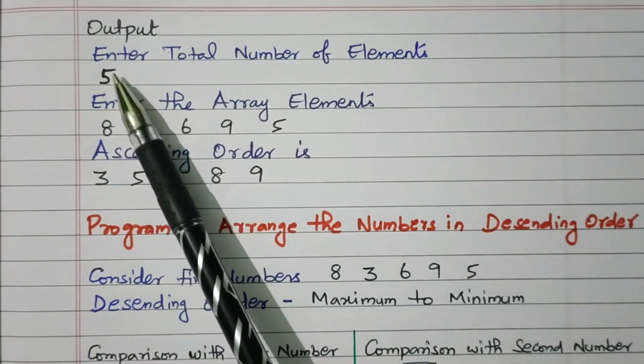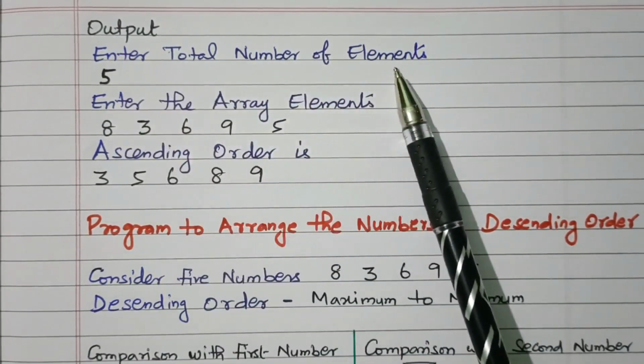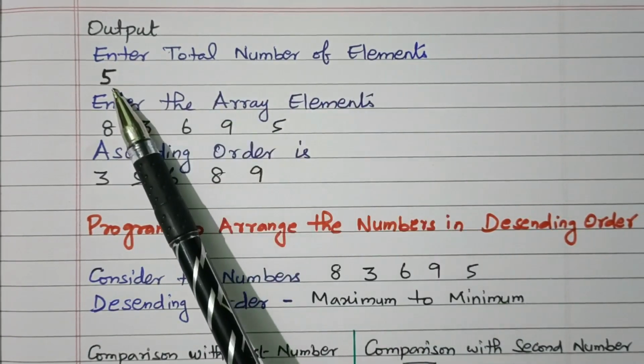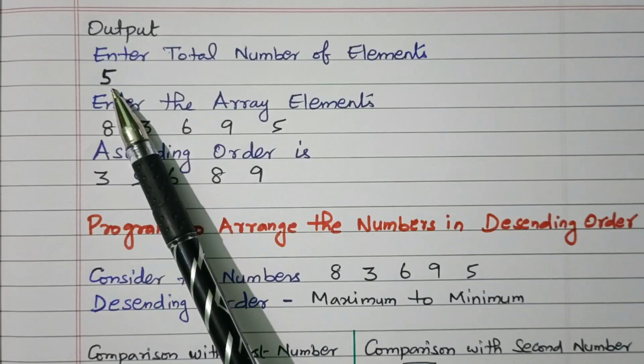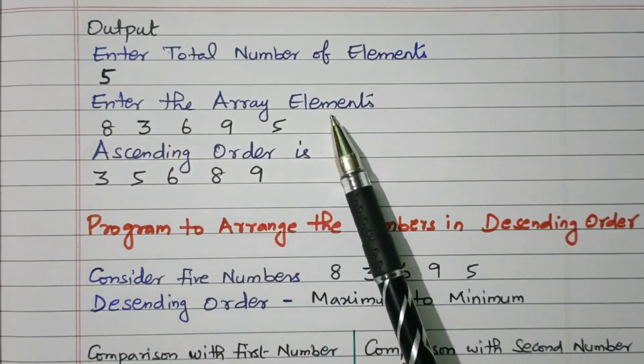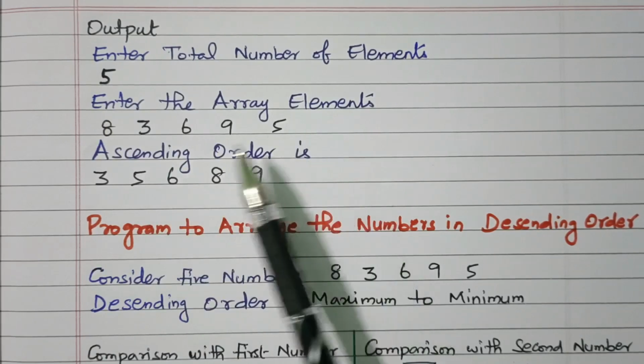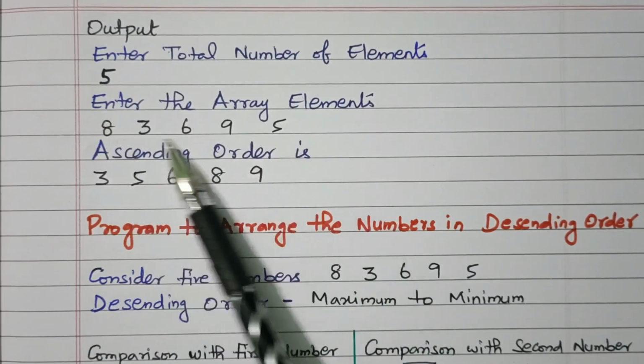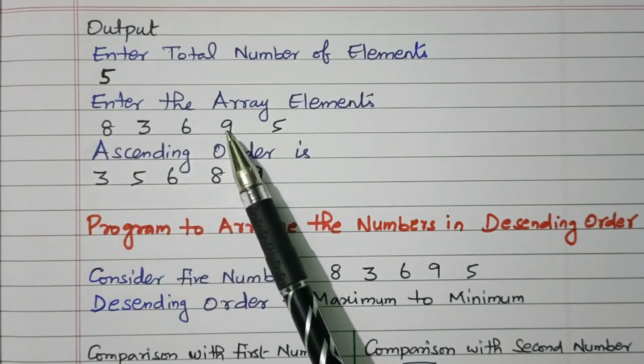See the output. Enter the total number of elements. We ask the user to enter the total number of elements. The user enters 5. Already we discussed 5 numbers only, so this will take 5. Now enter the array element. We ask the user to enter the array element. What we discussed, same set of numbers: 8, 3, 6, 9, 5.